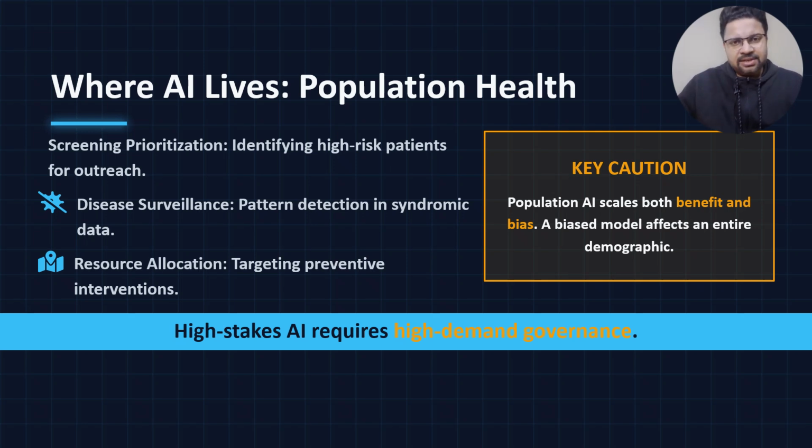AI helps prioritize screening, identifying high-risk patients for proactive outreach. It also aids in disease surveillance, detecting patterns in syndromic data. It supports resource allocation, targeting preventive interventions more effectively. But here is a critical caution: population AI scales both benefit and bias. A biased model can negatively impact an entire demographic. This means high-stakes AI demands high-level governance. And this brings us to our first major misconception about AI.